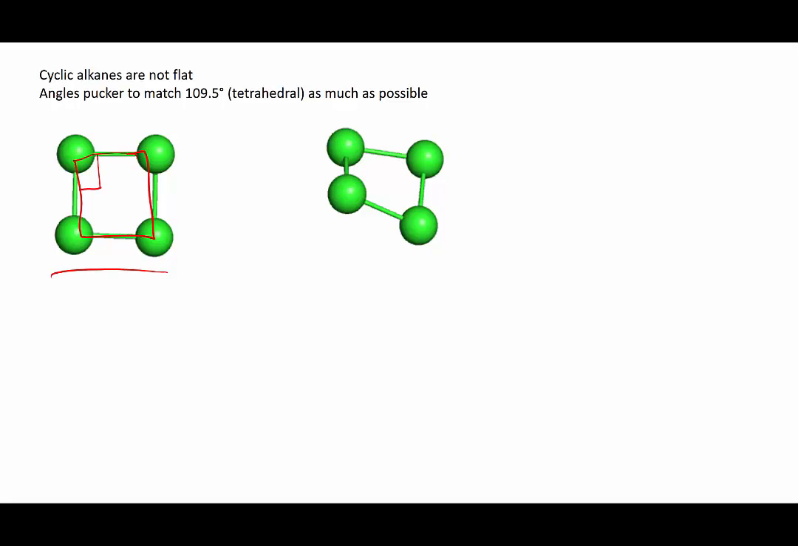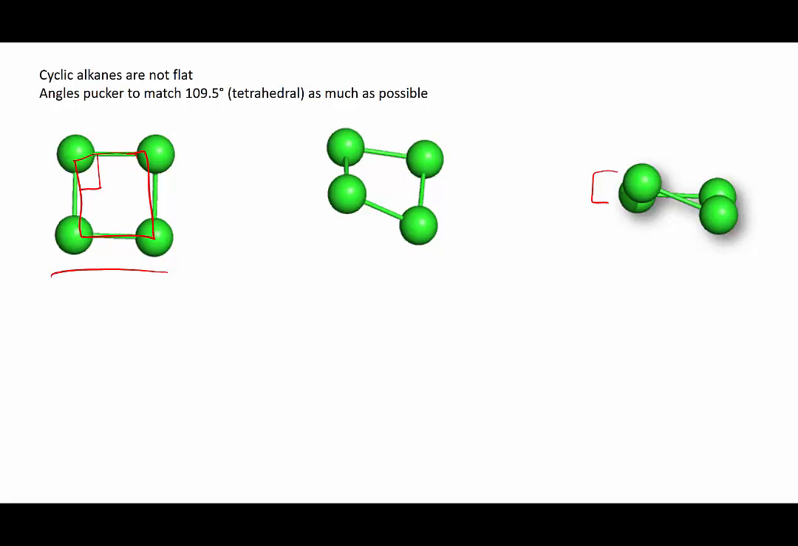You can already see this is not a perfect square. It's a little bit distorted. We rotate it all the way. You can see that these two carbon atoms are not aligned directly like you would expect in a flat molecule. Cyclic alkanes are not flat. What they do is they pucker. The bond angles change a little bit so that they can get closer to the ideal angle of 109.5 degrees and lower other sources of strain.